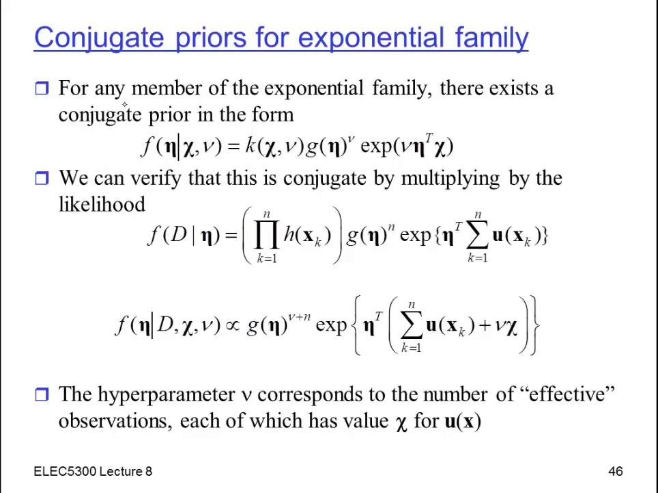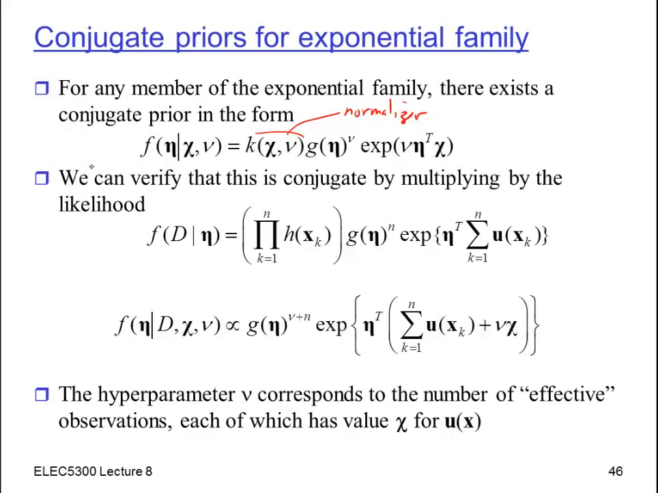And the conjugate prior has a form that looks very similar to that which we saw in the exponential family. It's an exponential of something times eta, right, and g of eta. And this thing here, this k function here, is again just a normalizer. So we really don't have to worry about this k term. It's just there to make sure that when I integrate this thing over eta, I get 1.